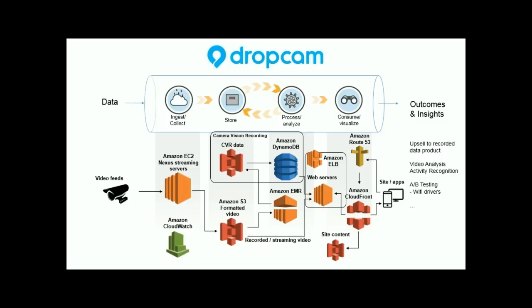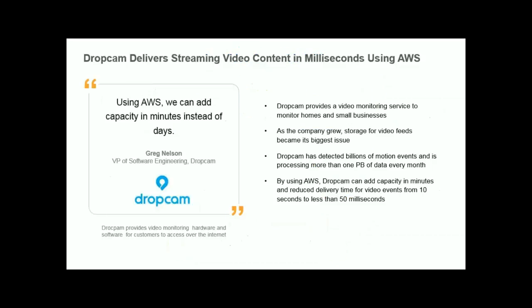So this is the architecture that they've used to be able to solve that huge challenge of ingesting 2.5 years of data every day. The impact that it's been to their business is they're now able to stream video content in milliseconds by using the cloud. And when we talked to Greg Nelson, their VP of Software Engineering, he said their ability to add capacity in minutes instead of days has been really important as they've scaled their business.